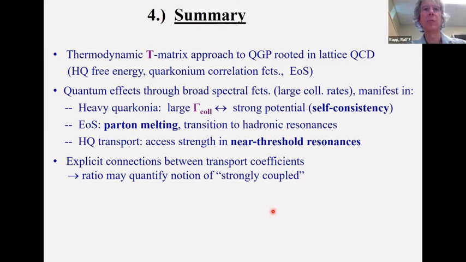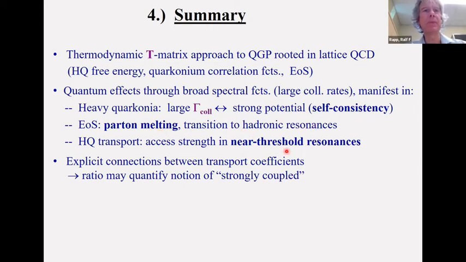All right, with that, I'm already done, and so I can quickly reiterate. I discussed the thermodynamic T-matrix approach and how we can root that in various lattice data, including heavy quark free energy, quarkonium correlators, and even equation of state. And I highlighted where in this approach, and this is not exhaustive, quantum effects are critical. They are manifest to begin with in the determination of the potential. They're in the self-limiting procedure, that you cannot go to too strong a potential. For example, the free energy, the internal energy would not provide a solution.